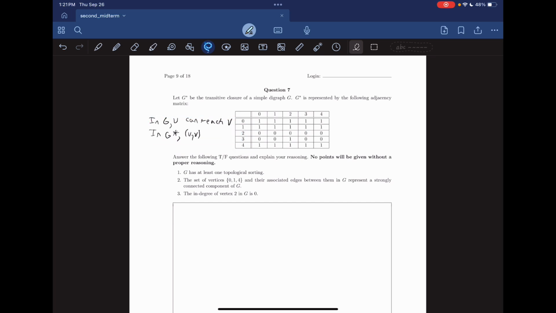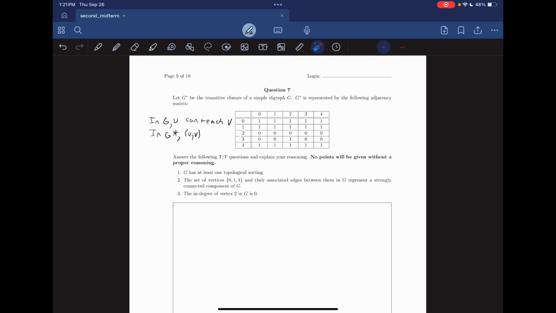So the first question that we have is, G has at least one topological sort. We're supposed to answer this true or false and then explain it. So let's remind ourselves, what is a topological sort real quick? A topological sort is a way of ordering the vertices of a graph so that if we draw in all the edges, all of the edges will go from left to right. There will be no edges that go from right to left. So is there at least one way to sort the vertices of G so that that is true?